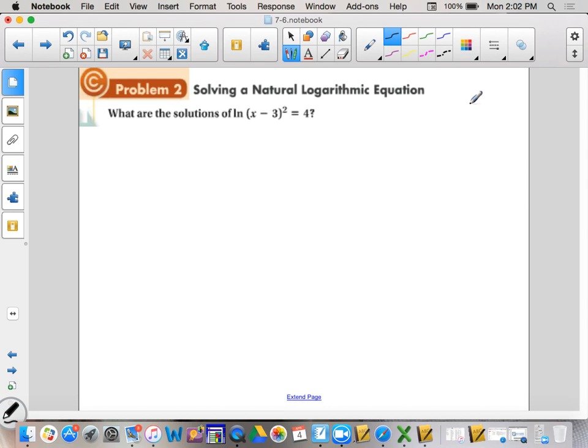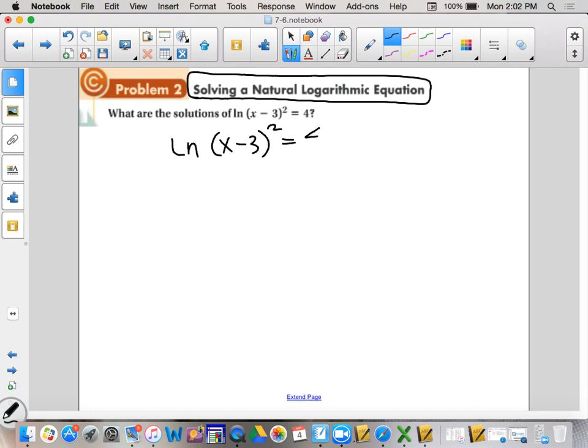Solve the natural logarithm. So now we're solving natural logarithmic equations. They want to know what the solution to this problem is. The natural logarithm of (x minus 3) squared equals 4. Now remember my formulas, if you want to call them that.